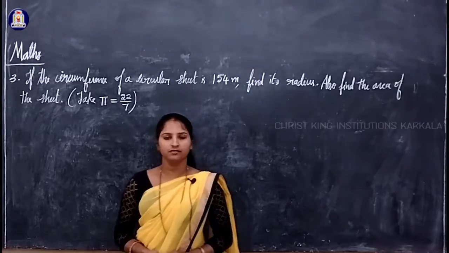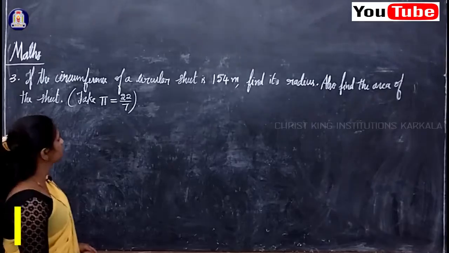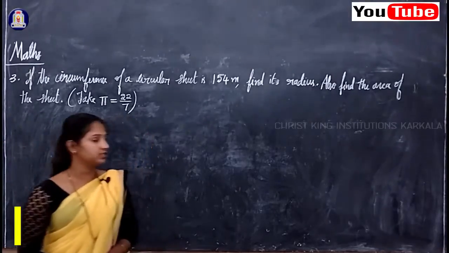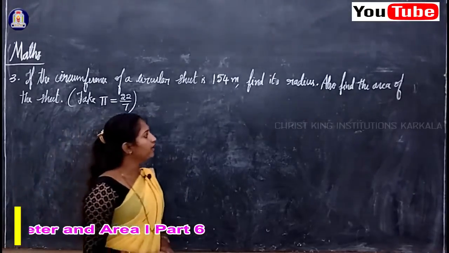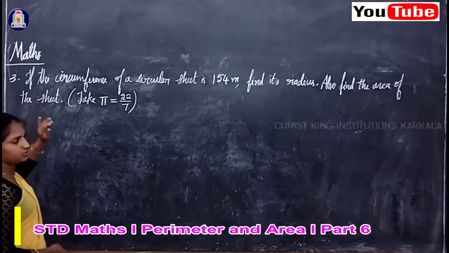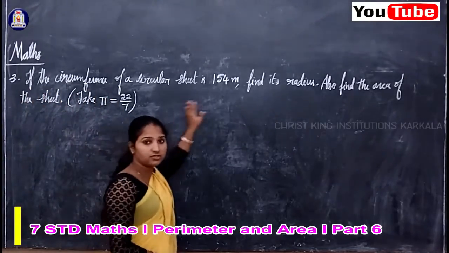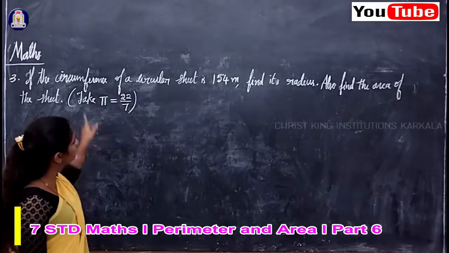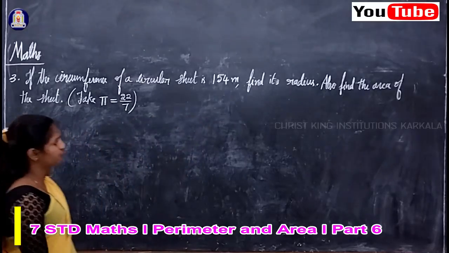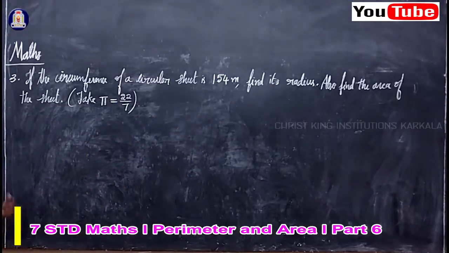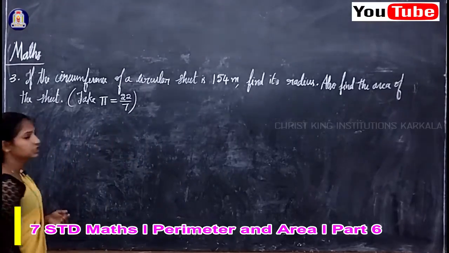The next question in perimeter and area is: if the circumference of a circular sheet is 154 meter, find its radius, and also find the area of the sheet. Circumference of the circular sheet means the perimeter of the circle. The perimeter is given in this question. We have to find the radius r, and also the area of the sheet.